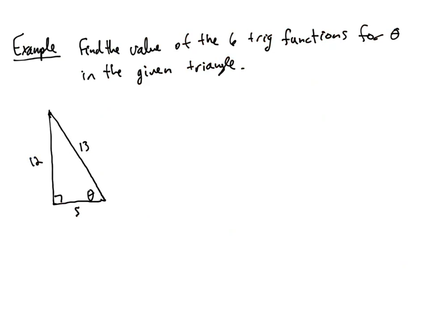So we have a right triangle, and we want to find the 6 trig function values for theta. Again, the angle goes into the function, so we're going to say sine of angle theta. Remember, sine is the opposite side, which is 12, divided by the hypotenuse, which is 13. So this is 12 divided by 13, and that's it. Cosine is the adjacent side divided by the hypotenuse, so this is 5 over 13.